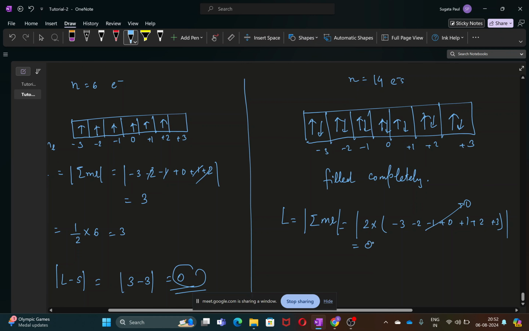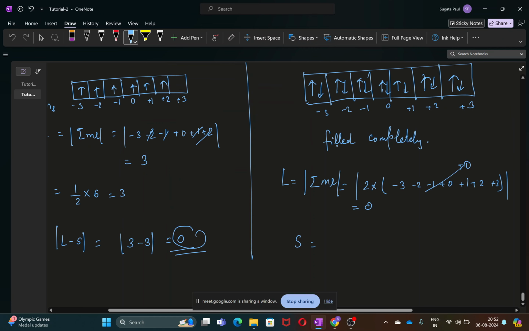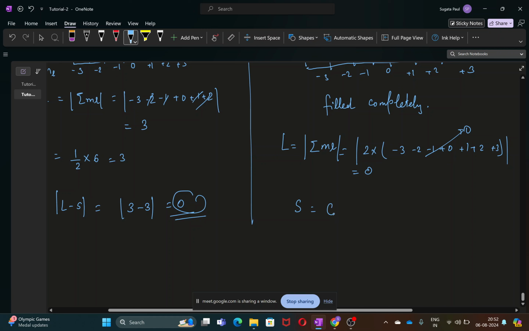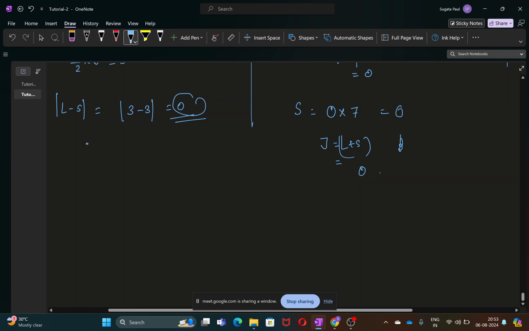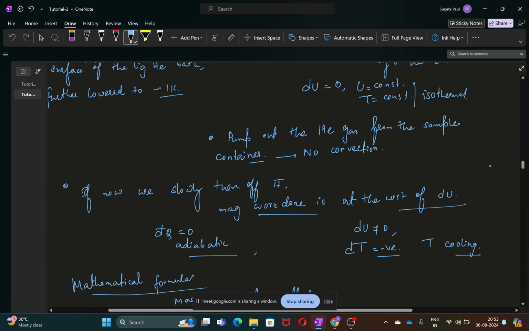So L is 0. Now your S: in each of the compartments you have one spin up electron and one spin down electron, so the net spin in each compartment becomes 0. Even if you have 7 compartments totally filled, you have 0 into 7, that is 0. And again in this case J equals L plus S, so 0 plus 0 is 0. That means in both cases, as the option said, J will be 0, it is correct. So our option number 3 was indeed correct, while the other options were false, as we had already discussed.